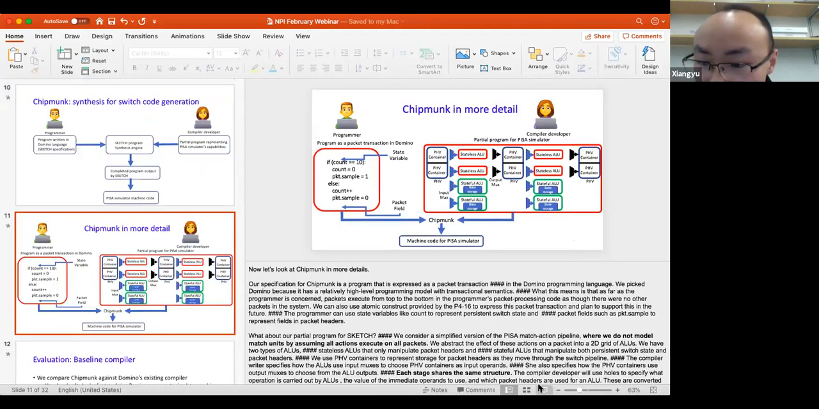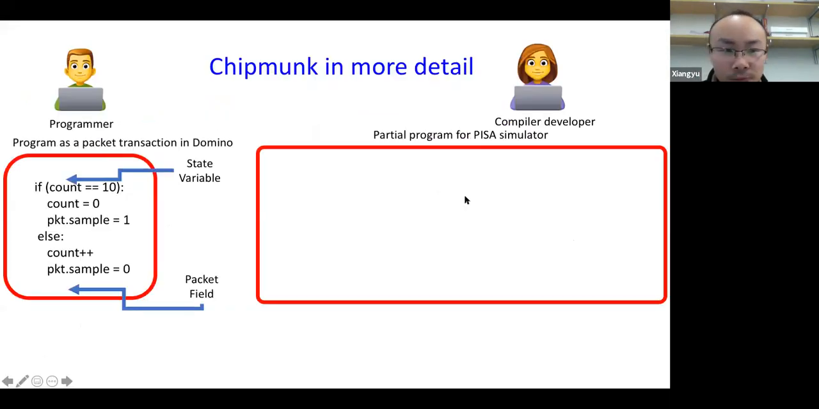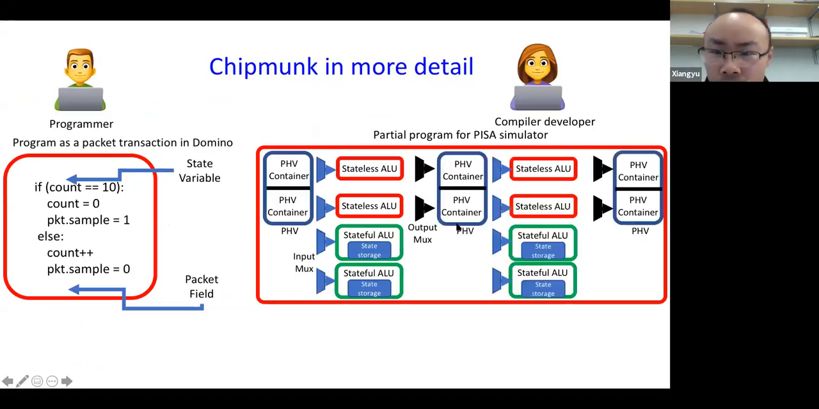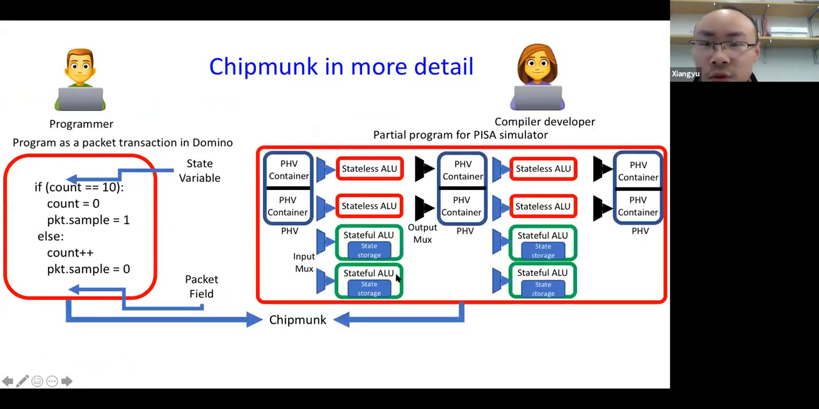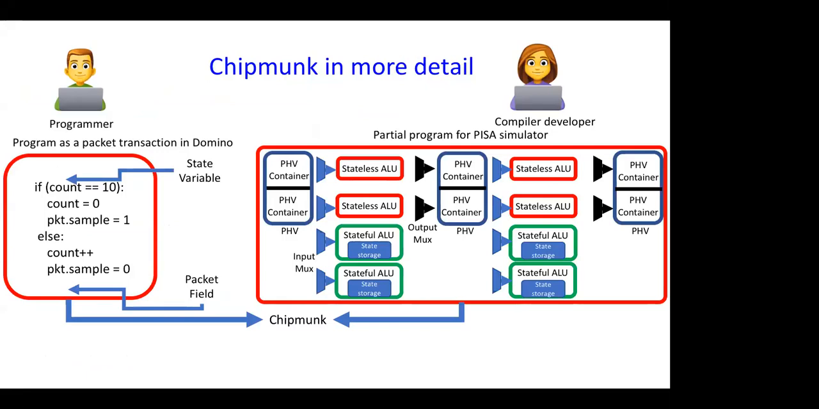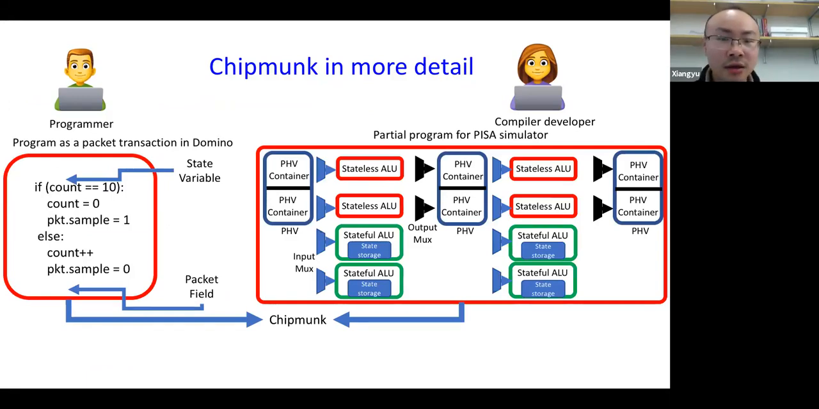So the translated Domino program, we will map it directly to this kind of two-dimensional PISA simulator, and then when it is allocated to the PISA simulator, we can deal with some register or some register table. These are very easy to deal with in this case. We have already solved which particular ARU will solve which particular functionality, and which particular output will pass to the next stage. That's what the Domino compiler does.